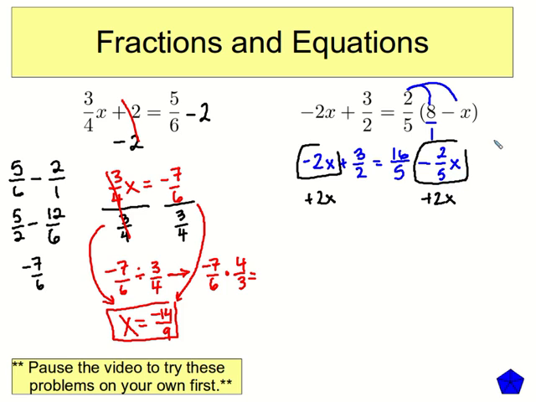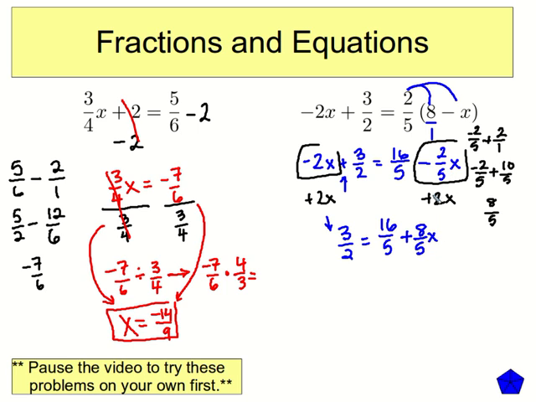So I want my x's together, so I'm going to add 2x to both sides of my equation, which means I need to do negative 2/5 plus 2 over 1. I need common denominators, so it's going to become negative 2/5 plus 10/5, and that's going to equal positive 8/5 x. So now let's write out our next step. It is that I've got 3/2, notice that it was positive, so it remains positive, is equal to 16/5, and now it's plus 8/5 x, because my negative 2/5 was added to 2 to get a positive 8/5.